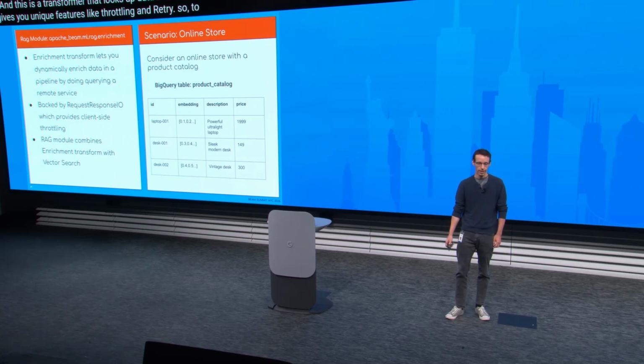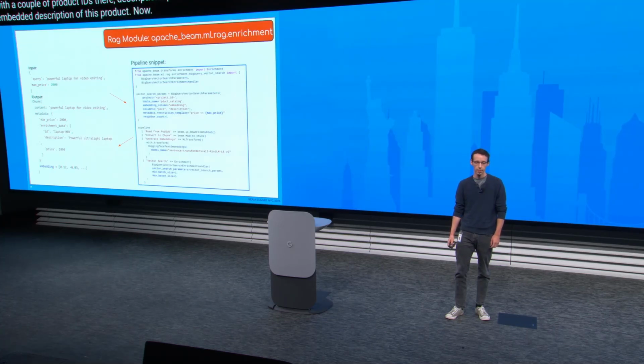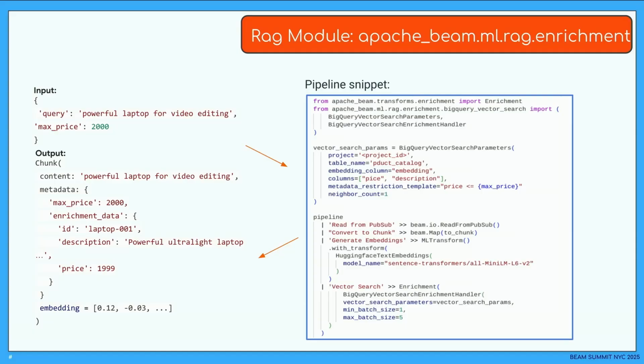To illustrate this, let's consider an example of an online product catalog with a couple of product IDs, their descriptions, prices, and the embedded description of each product. Now, let's say we want to create a semantic search pipeline. A user comes with a query, I'm looking for a powerful laptop for video editing, and some sort of structured filter, like the price has to be less than or equal to 2,000.